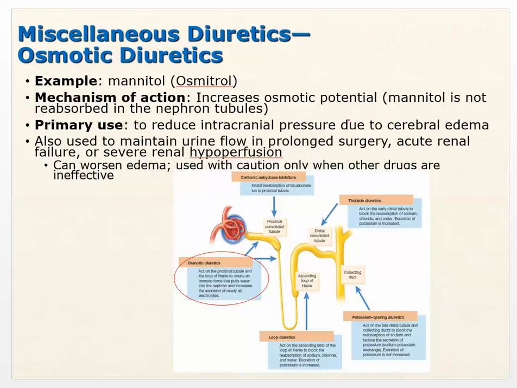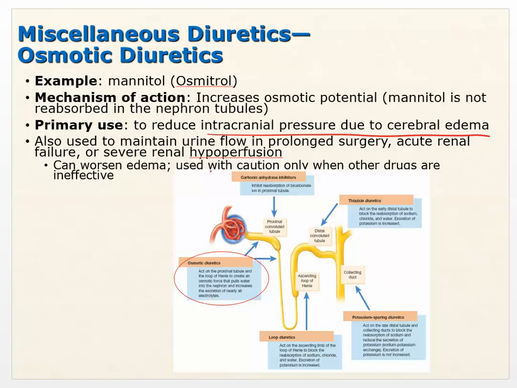Mannitol is not reabsorbed in the nephron tubule. So that's kind of a rule. It can't be reabsorbed. Otherwise, it would just be reabsorbed, and the water would follow it out of the nephron, back into the body. So the primary use is to reduce intracranial pressure due to cerebral edema. So this is our use here. Again, we're not talking about cardiovascular, and we're not talking about renal. We're talking about reducing pressure from cerebral edema.